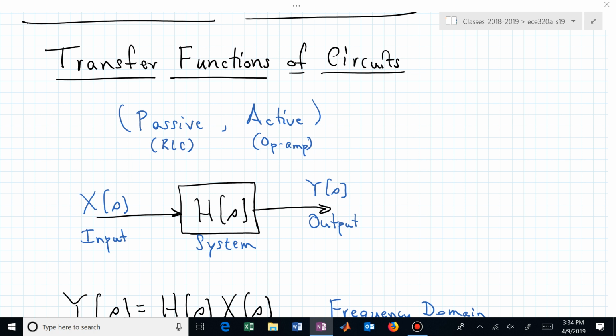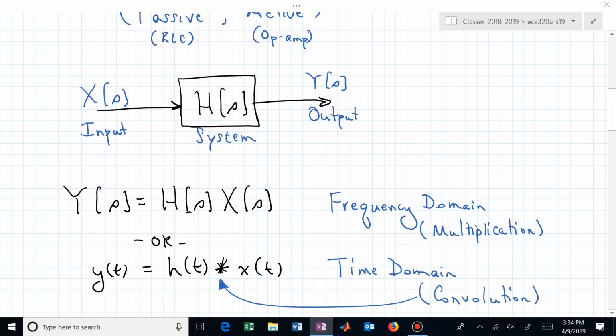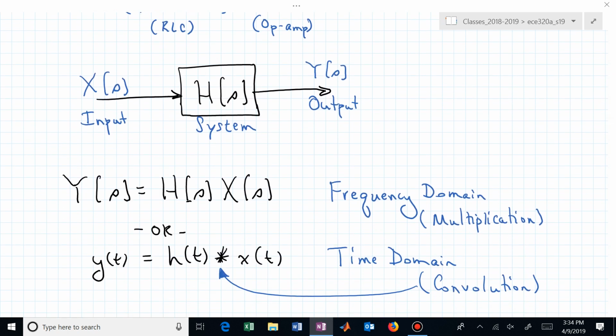We'll derive H of s's, transfer functions, for different kinds of filters. What happens when we hit that filter with an input? What do we see at the output? We know we can do that in 2 different domains, either the kitchen or the living room. We can do it in the frequency domain. That's how a lot of times you like to do it, because now you're simply multiplying together these 2 transformed quantities. The Laplace transform of your input, and H of s is this transfer function.